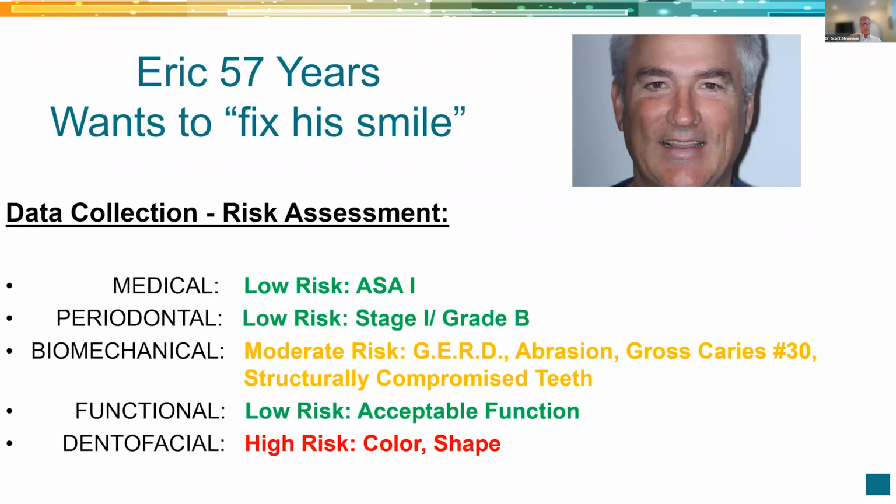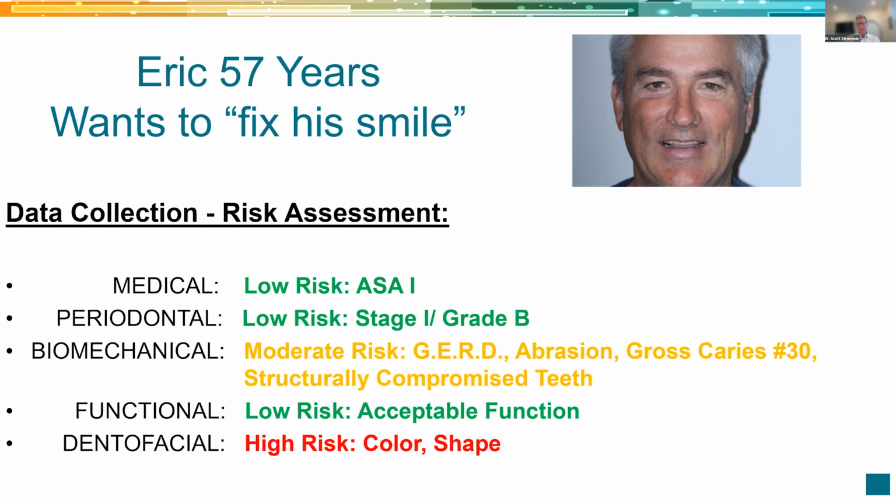Our patient tonight is going to be Eric. So Eric's 57 years old. He wants to fix his smile. We're going to gather some data like everybody does. And really, when we collect our data, the next thing we have to do is interpret, right? That's a risk assessment. So medically, we do that. We all have a medical history form. Eric is low risk, ASA1.